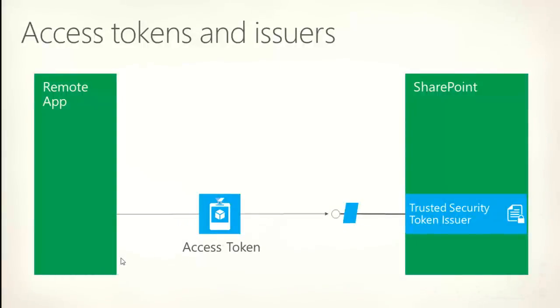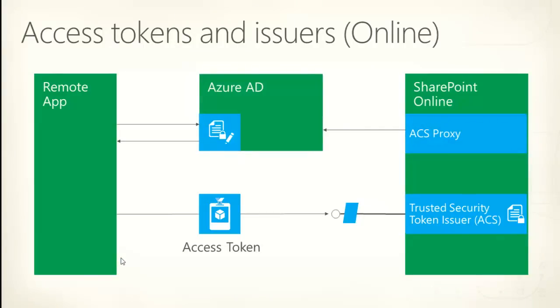So we've got our access token. SharePoint's checking that thumbprint. Does that thumbprint match a trusted security token issuer that it has? And if it does, it lets it through. Well, let's see what that looks like in the two different environments that we talked about, online and on-prem.